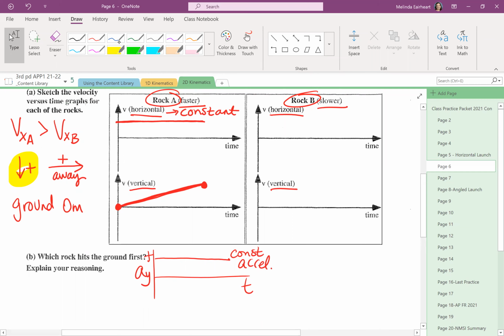What about B? How would rock B look different, if any? Start with horizontal velocity.